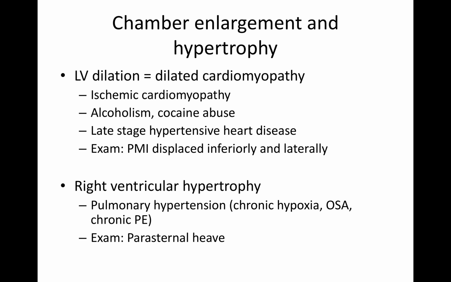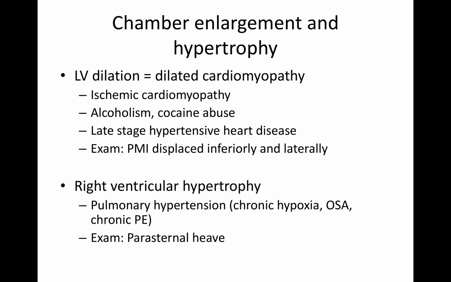What about right ventricular hypertrophy? This happens in someone who has elevated pulmonary pressures, because just think about it. The right ventricle has to pump harder to overcome the elevated pulmonary pressures. So anything that causes pulmonary hypertension, chronic hypoxia, which includes obstructive sleep apnea, chronic pulmonary emboli, right? Interstitial lung disease, all these things can cause pulmonary hypertension and can cause the right side of the heart to have to pump harder and therefore develop hypertrophy.